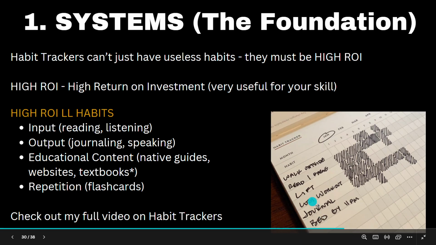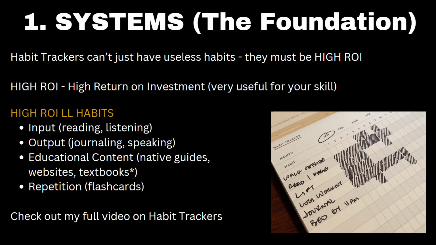As far as the habits go, you need to make sure your habits are high ROI. High ROI basically means high return on investment, so they're useful for your skill. As we talked about before, if you're trying to lose weight and you set yourself like I'm gonna eat junk food and be lazy, those are examples of zero ROI habits. They don't give you any return on investment. Doing them doesn't get you anywhere near your goal. We wanna set habits that actually give us the highest return on investment and get us the closest towards the goal we're trying to achieve.